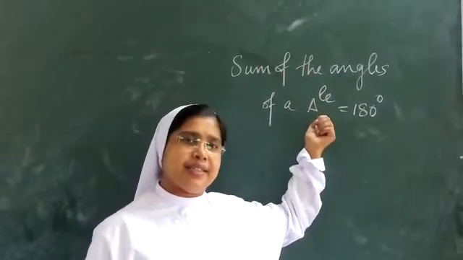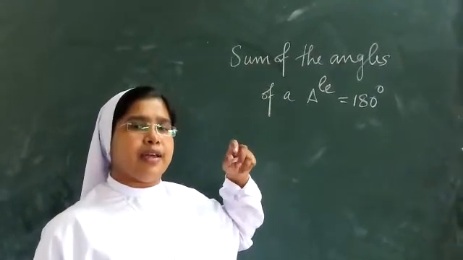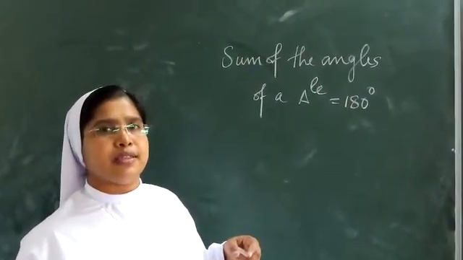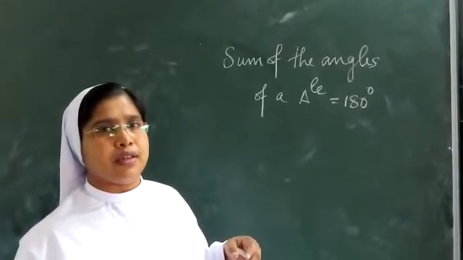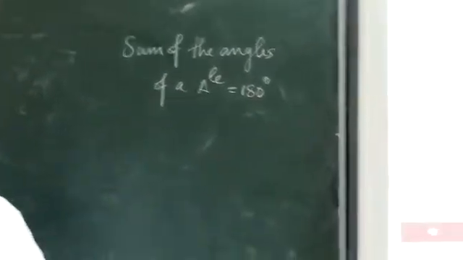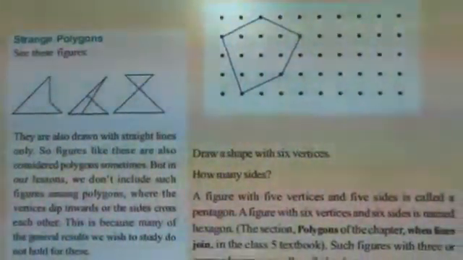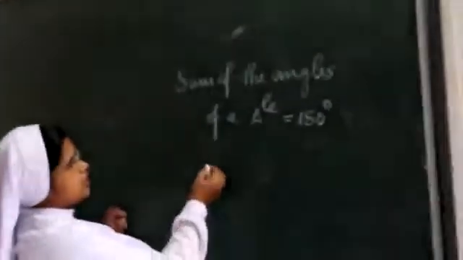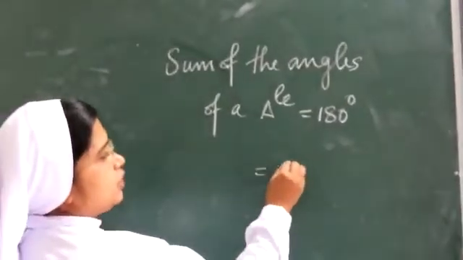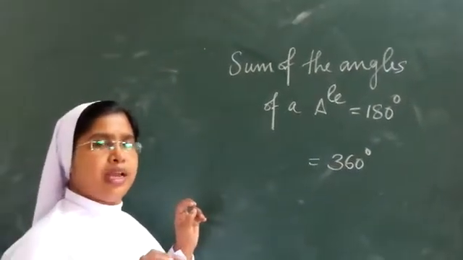How many sides are here? 3 sides. Okay. Now, what will be the sum of the angles of a quadrilateral? The 4 sides. How much will it be? Do you remember? You can look at that picture. It is a quadrilateral, 4 sides. We know that the sum of the angles of a quadrilateral is equal to 360 degrees.